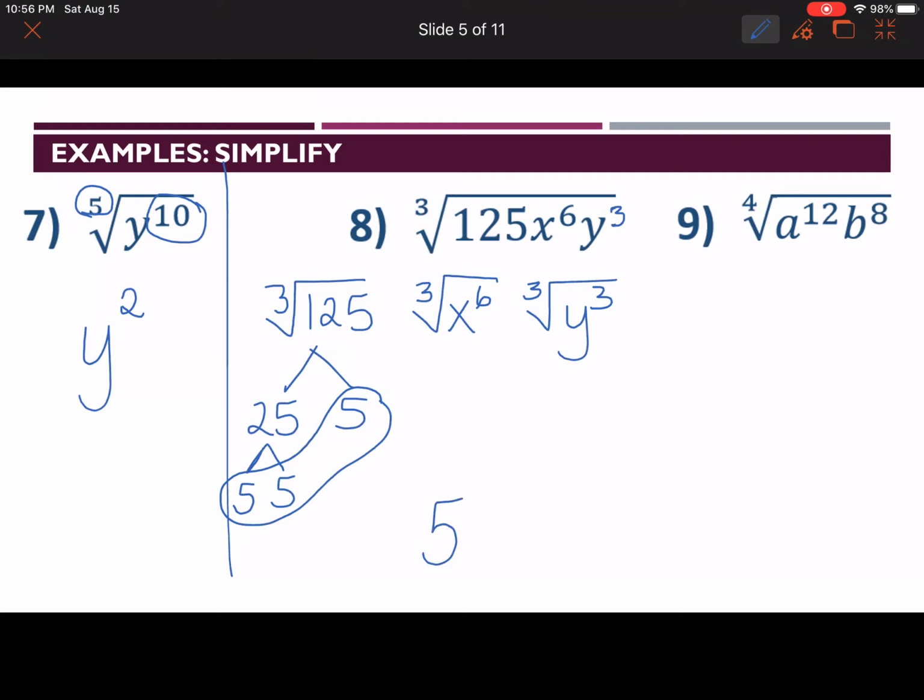For my x variable, I have 6. How many groups of 3 could I make with 6 people? I can make 2. So that means I have x squared. For the y variable, how many groups of 3 could I make with 3 people? Only 1 group, so I have y to the power of 1.